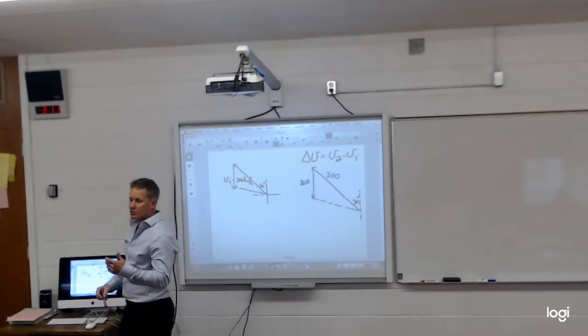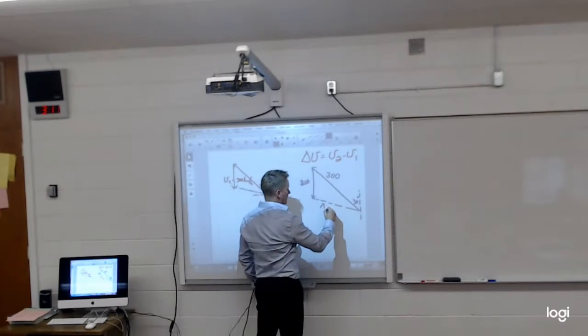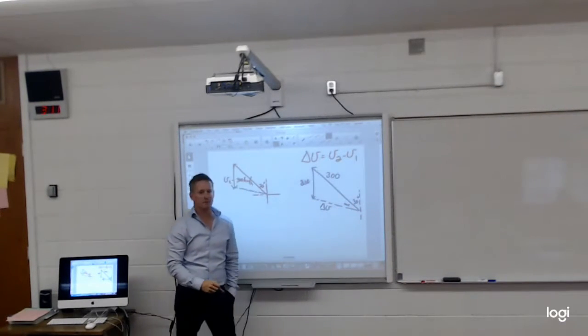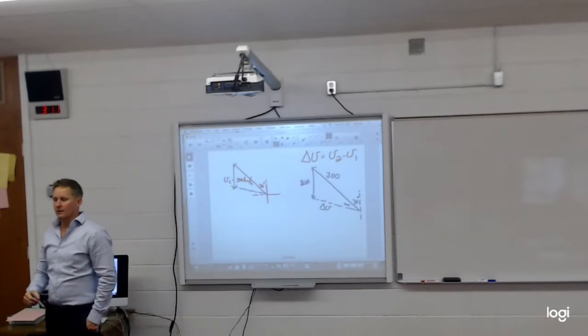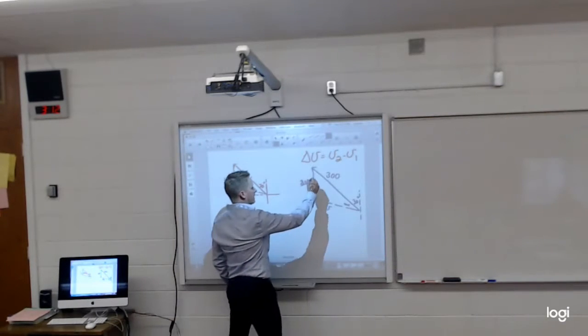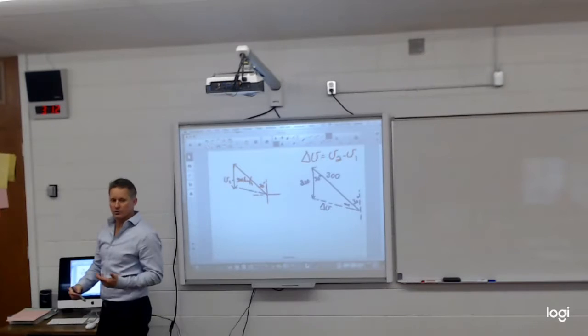So now I have to solve to find change in velocity, which is that guy, and I need to know that angle. Putting your math skills to work. What's the first thing that I know inside that triangle? 30 degrees. So this is 30 right here. Now I'm no longer using right triangle trig.